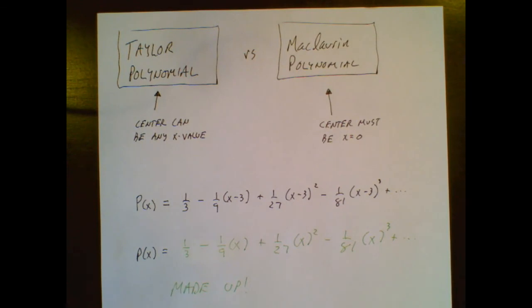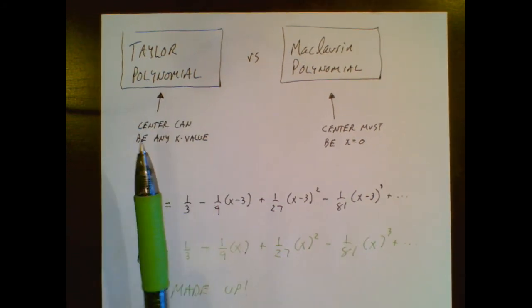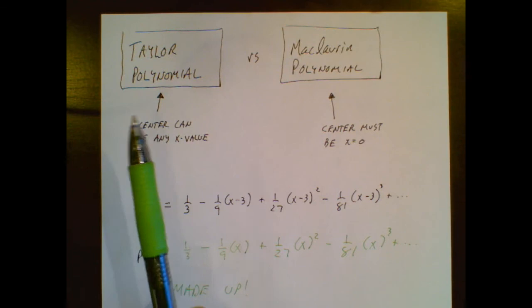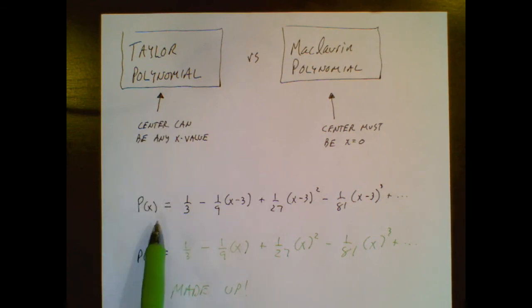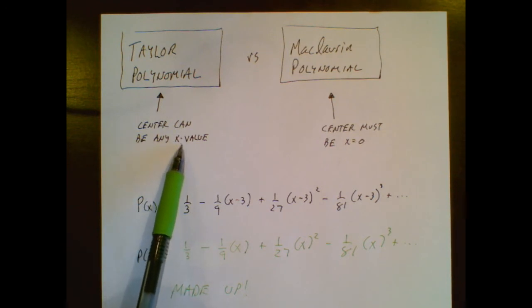A quick break for some vocabulary. I've been using the word Taylor polynomial to say what we're doing, or Taylor polynomial approximation. There's some vocabulary here. A Taylor polynomial can be the polynomial approximation where the center or the point of attachment can be any x value at all. In the example we just did, I believe it was at x equals 3.